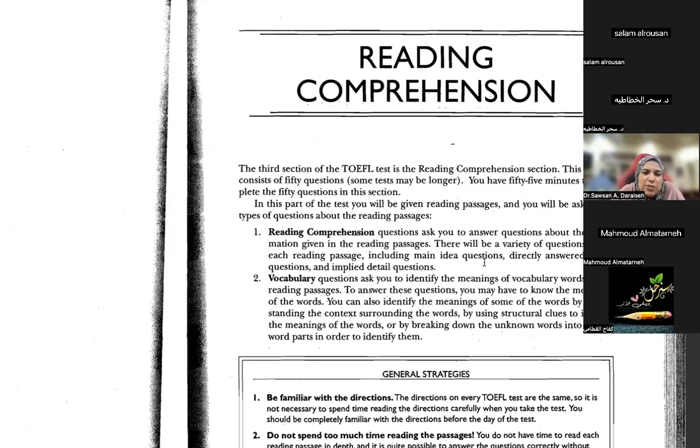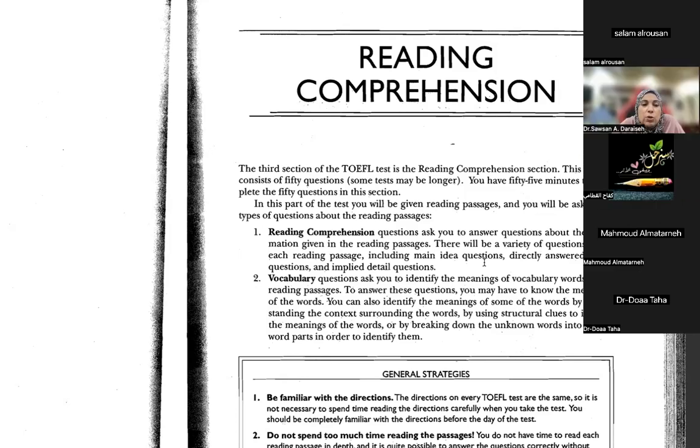Sometimes there's an introductory sentence. It's called the controlling idea, Doctor. Am I right? But most of the time, yes, the first sentence. If not the first, it could be the second, by the way. Most of the time the controlling idea is the second. Sometimes it's the first, by the way.